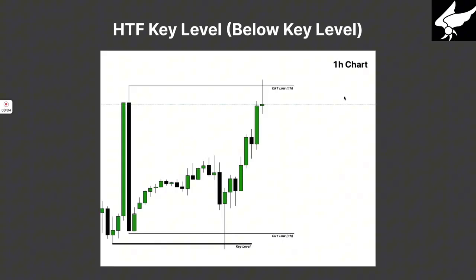So now let's take a look at an example of a CRT with a higher time frame key level below or above the CRT. As you can see right here, we have the CRT coming from the 1 hour. The key level will come from a 4-hour chart. Key level below the CRT low. As soon as we soup the CRT low, we're going to hit that key level. This represents a high probability trade. Then we target the opposing end of the 1 hour range.